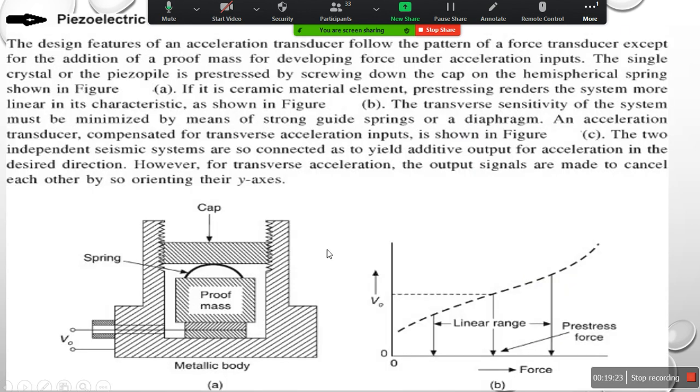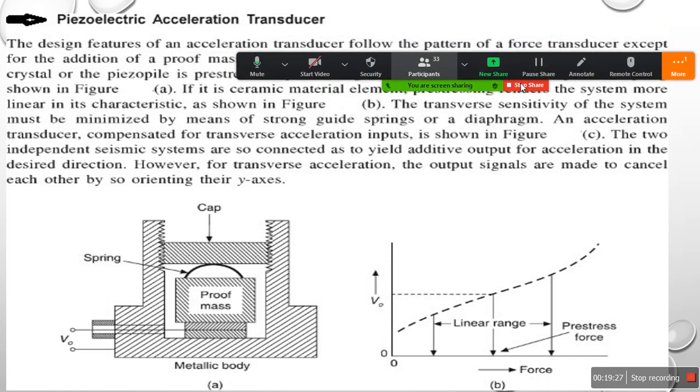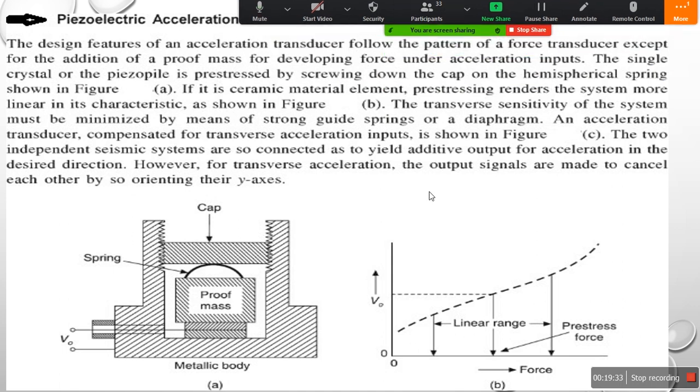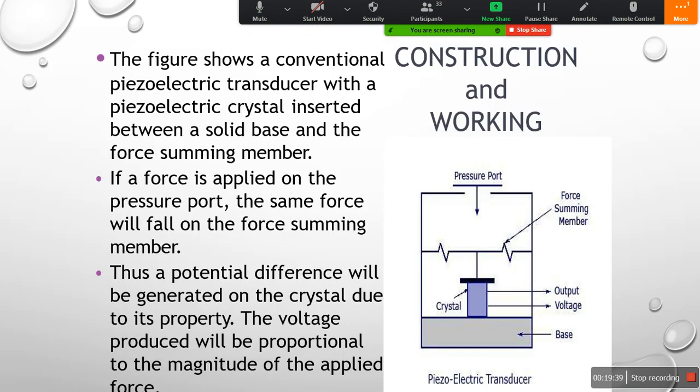Now coming to the next one, the piezoelectric acceleration transducer. You might be getting a doubt: what are the disadvantages in the case of the piezoelectric transducer?